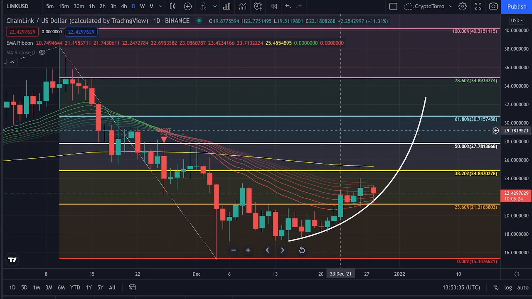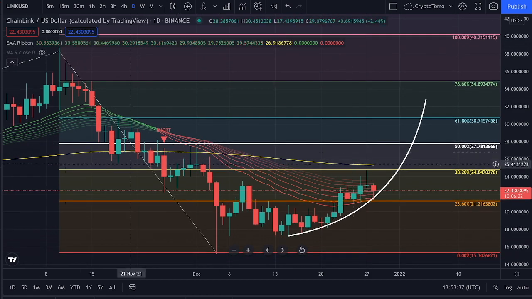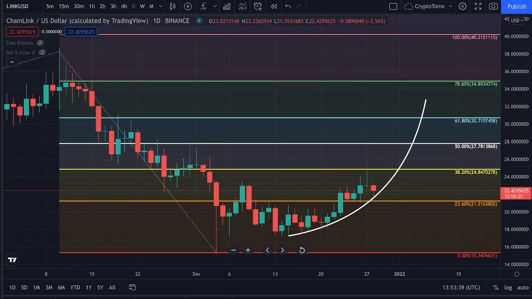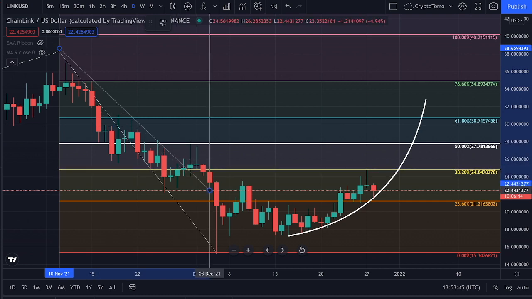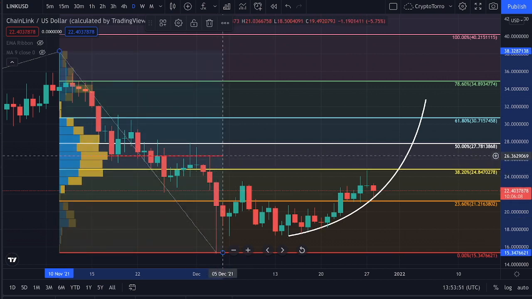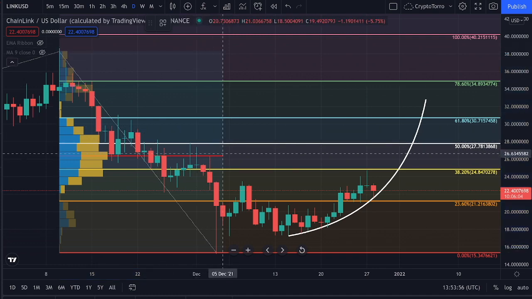So just to get started, I would like to enable a fixed range volume profile and disable the EMA ribbon to see where levels of support and resistance are. So I will be placing my fixed range volume profile from swing high towards swing low, and what you can see right away is that at approximately $26.36 we will be seeing a major level of resistance above us.